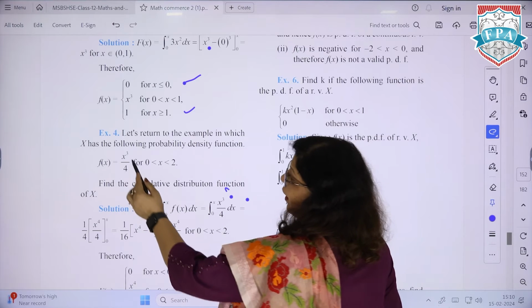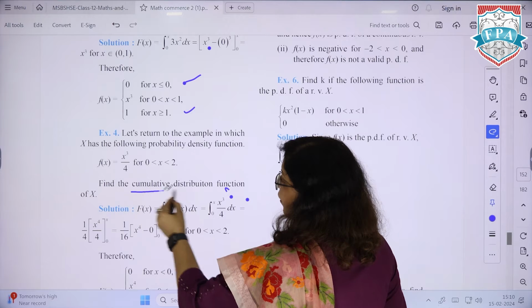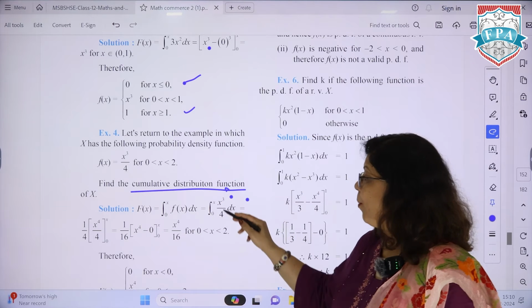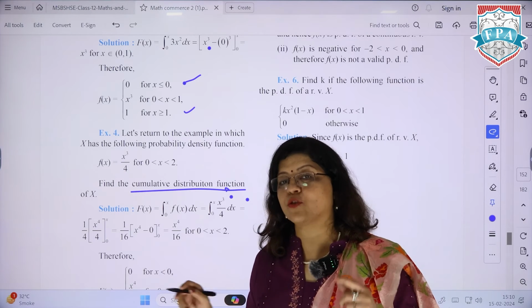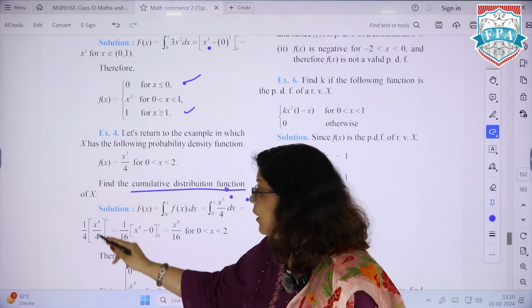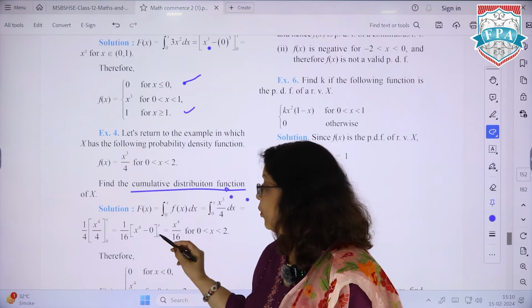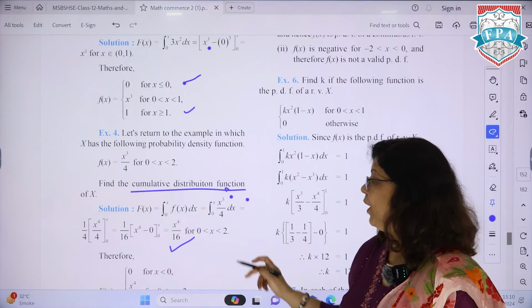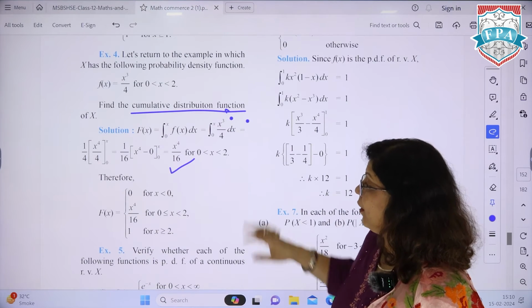For this, x cube by 4 for 0 to 2, the cumulative distribution function will be made with 0 to x. So it's x cube upon 4 dx. We know the integration of x cube is x to the power 4 by 4. So finally, the value you get is 1 by 16 x to the power 4. Now put the values x and 0, and you will get the final answer for 0 to 2 as x to the power 4 by 16. And then how will we write?